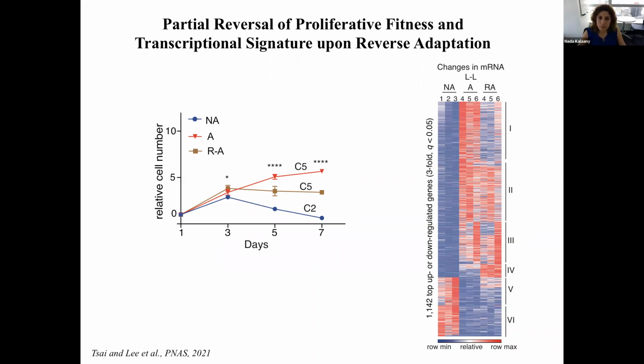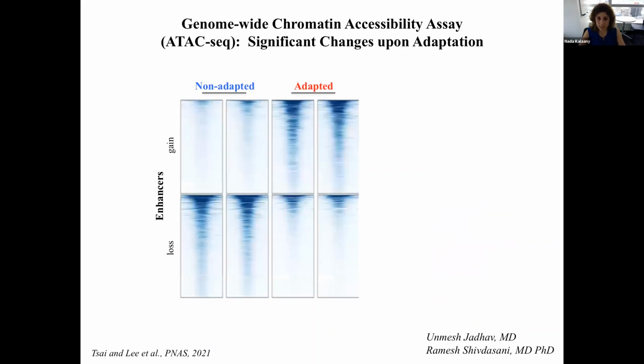And so now that we have evidence that this is non-genetic, as we know, inactive transcriptional elements reside in closed chromatin, whereas active transcription happens in open chromatin. So to assess this, we performed a genome-wide chromatin accessibility assay termed ATAC-seq that allowed us to see the landscape of open chromatin.